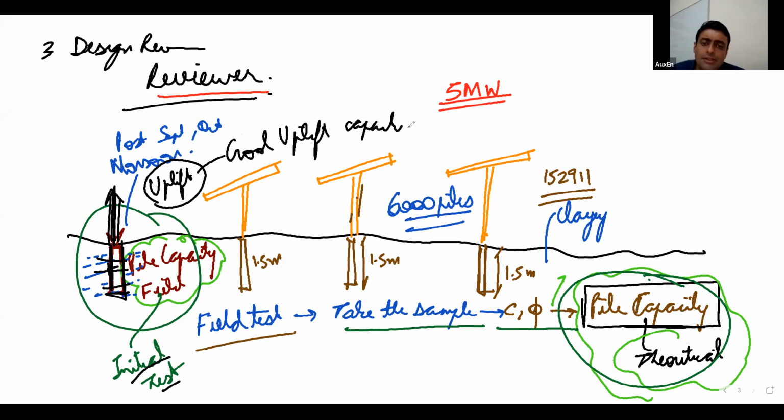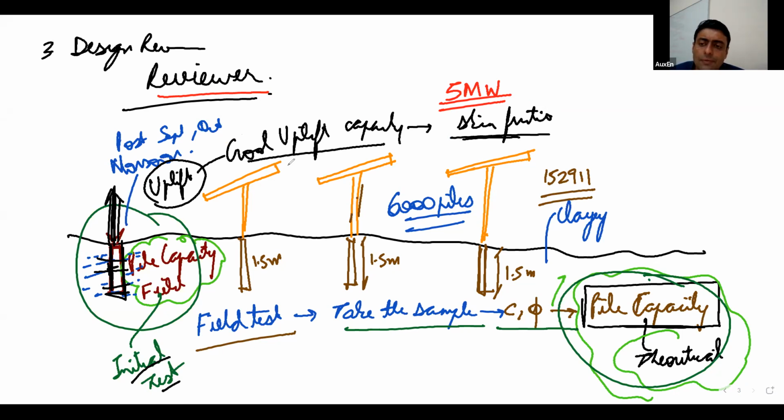Why? I will explain these things later. Because skin friction between this soil and the material of pile, or concrete, is very high. So because of this, you will get a very good uplift capacity. Are you getting this point? Yes, no?